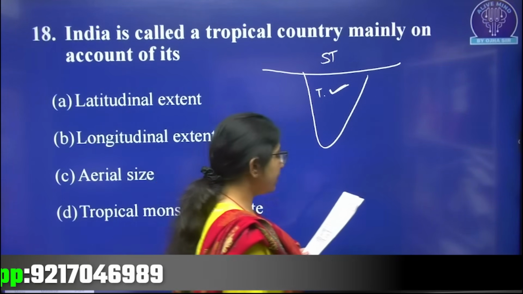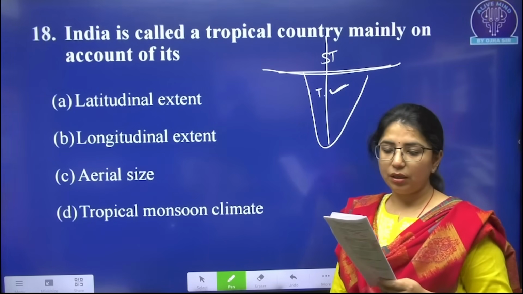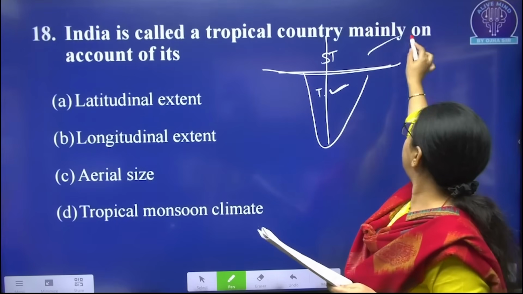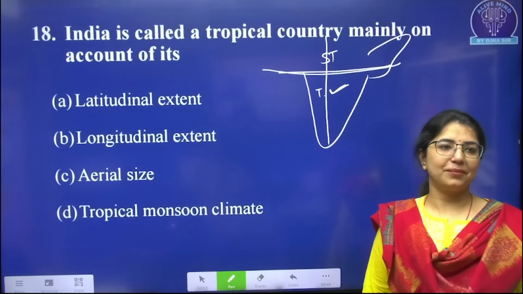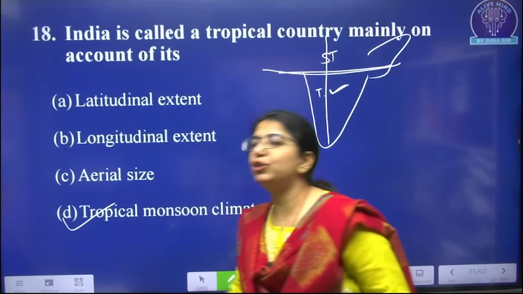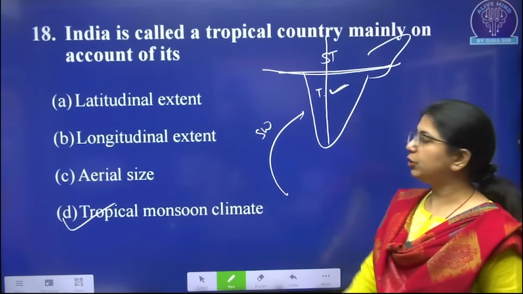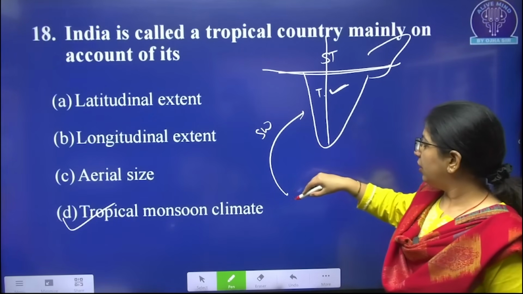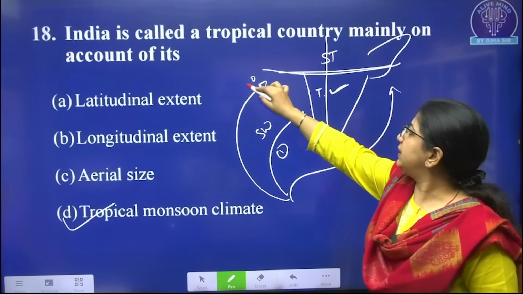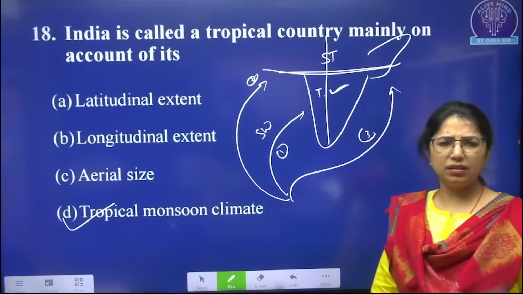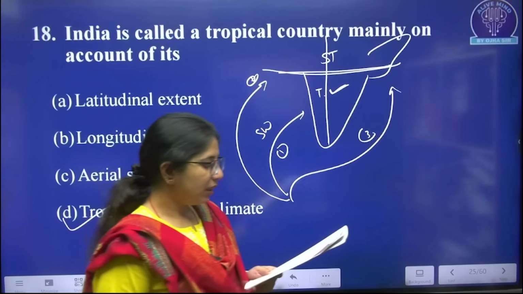Is it its latitudinal extent, or its longitudinal extent, or its areal size? And the fourth is tropical monsoon climate. The answer is this, tropical monsoon climate, because of the southwestern monsoon. Mainly three branches arise. One is this, second is this, and the third is this Bay of Bengal branch. I'll tell you all these things in the climate chapter. So the answer here is D.